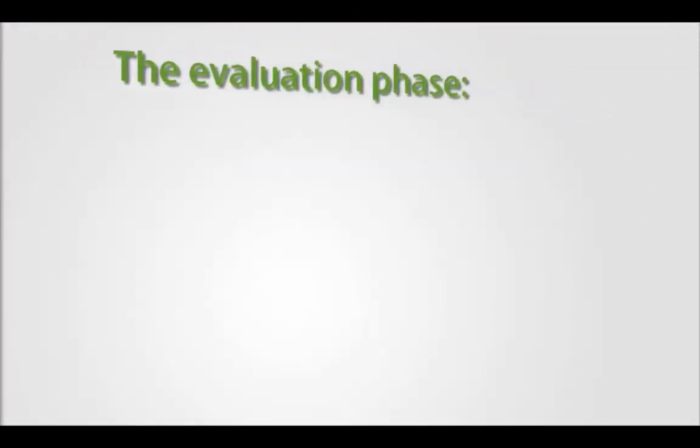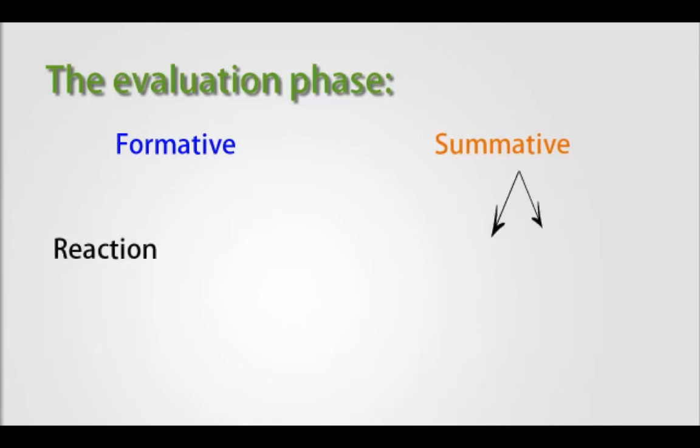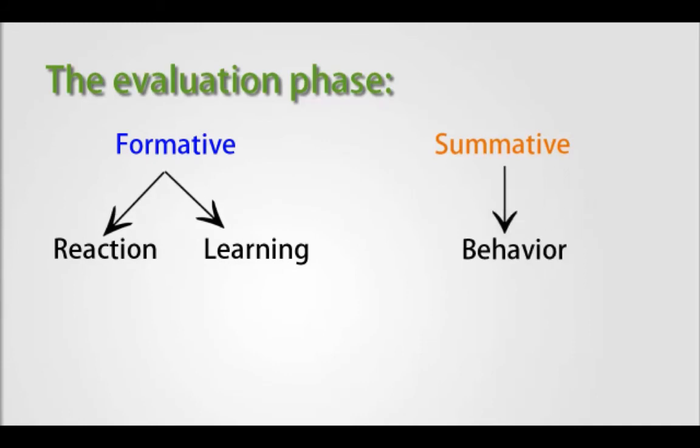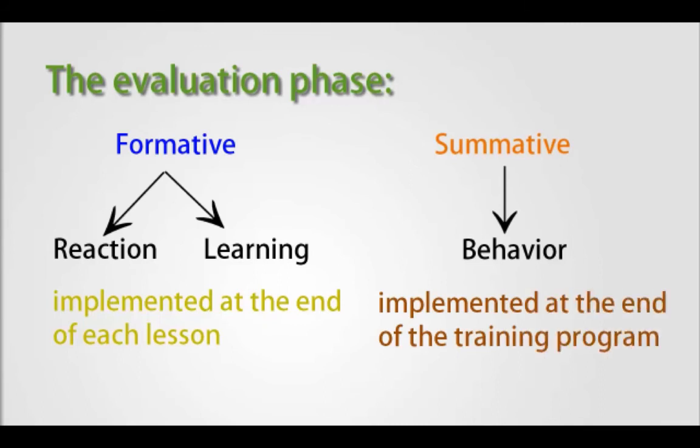In the evaluation phase, there were 2 different methods of evaluation: formative and summative. The instructional designer used 3 levels of evaluation: reaction, learning, and behavior. The first and second levels were used as a formative assessment at the end of each lesson. The third level of evaluation is behavior. This level was used as a summative assessment at the end of the training program.